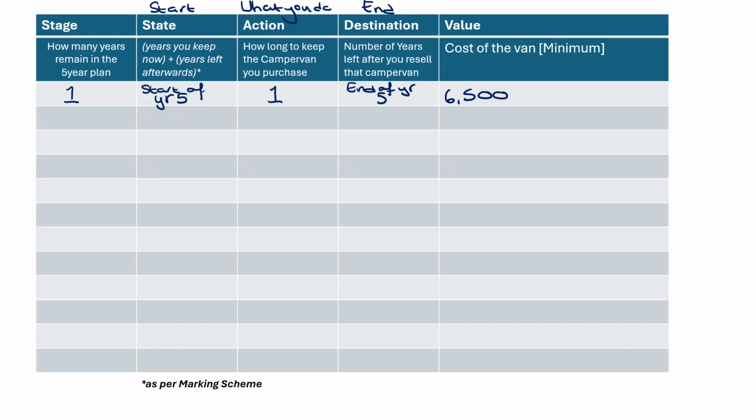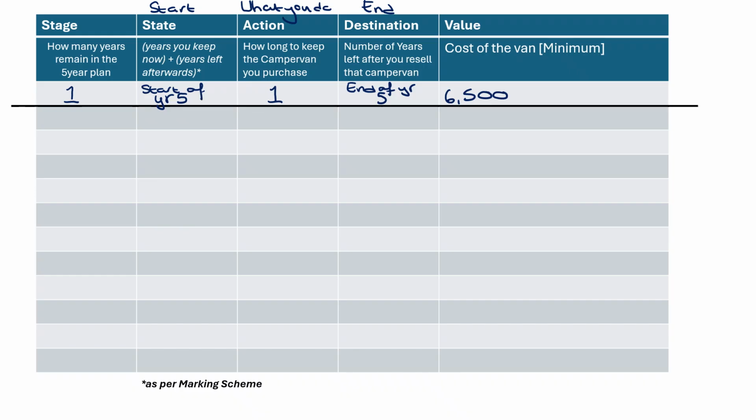Now, if I have made a decision to do something at the start of that year, that means the only thing I can do is I don't have a camper van, so I buy one and I keep it for the length of that 1 year. Anything else, so holding on to a van we already have, we are going to deal with that in our other stages. So we draw a line under this, and this value is optimal.